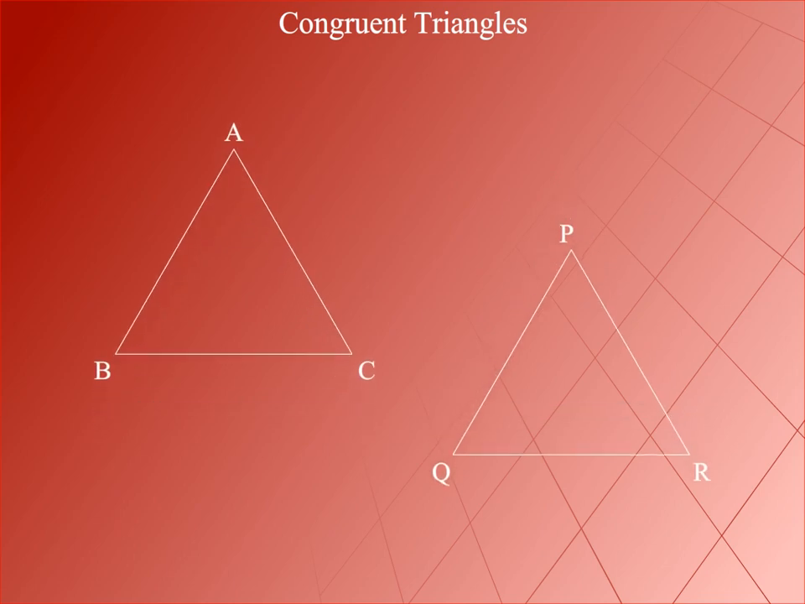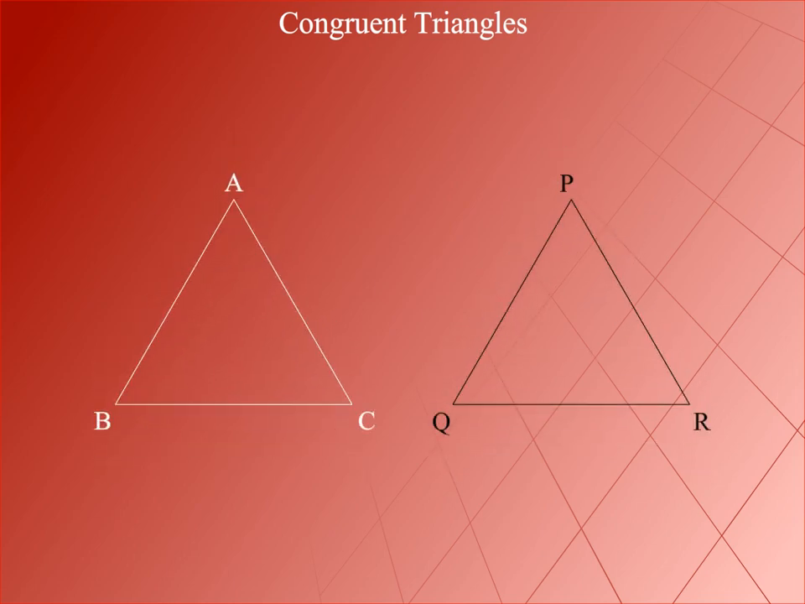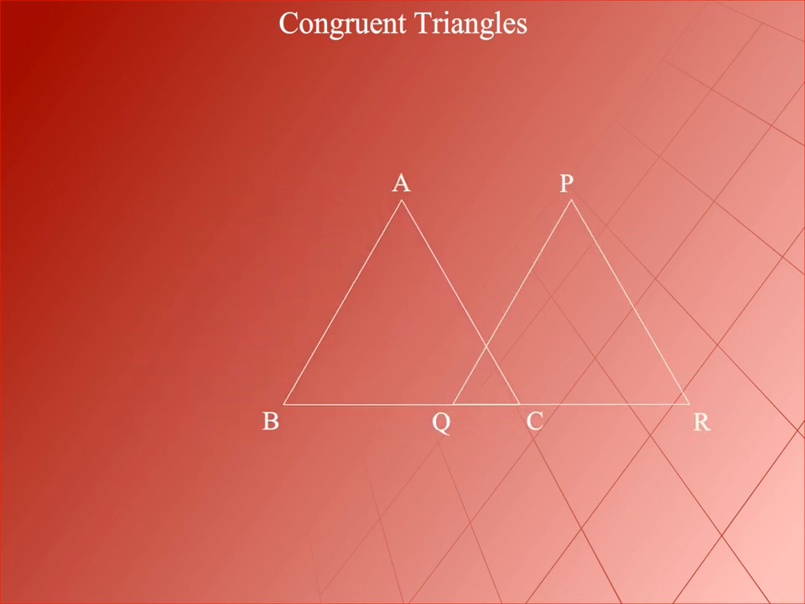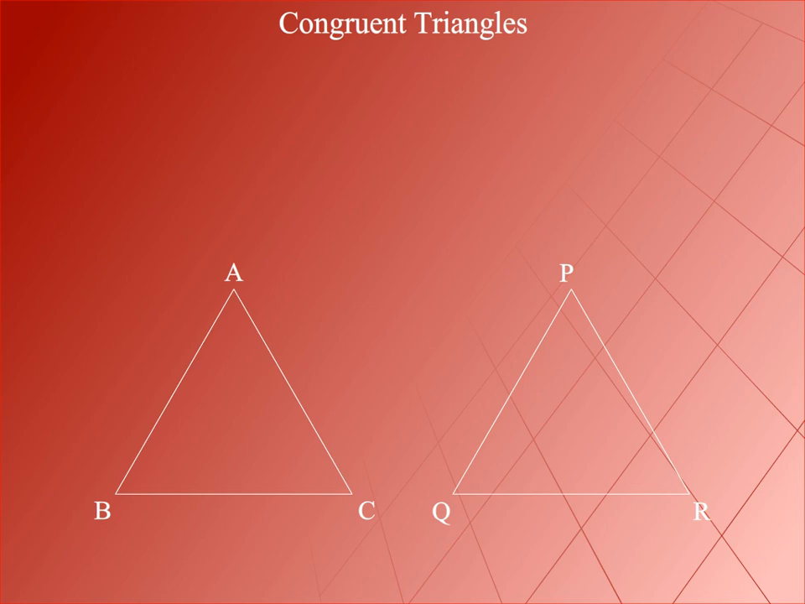Here are 2 triangles, namely triangle ABC and triangle PQR. If you trace triangle ABC and place the tracing on the other triangle PQR, you will find that the triangles are identical and they cover each other exactly. 2 triangles are congruent if they are copies of each other, and when superposed, they cover each other exactly.